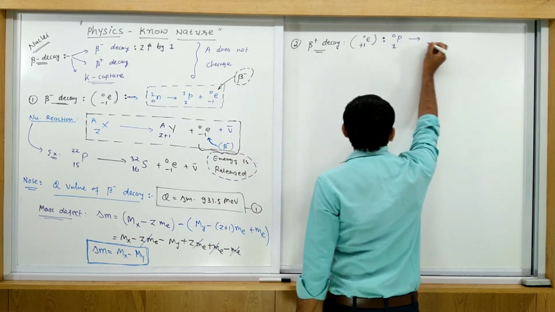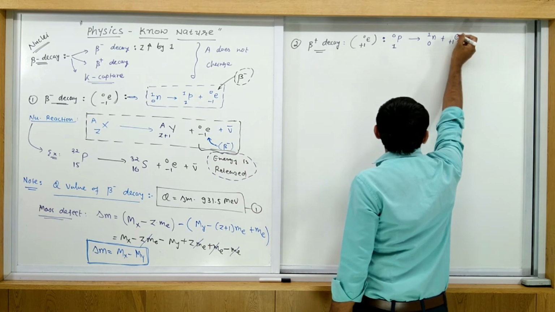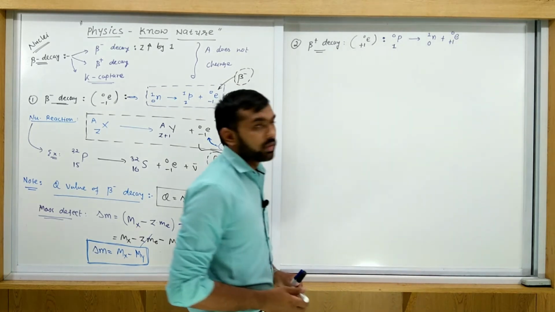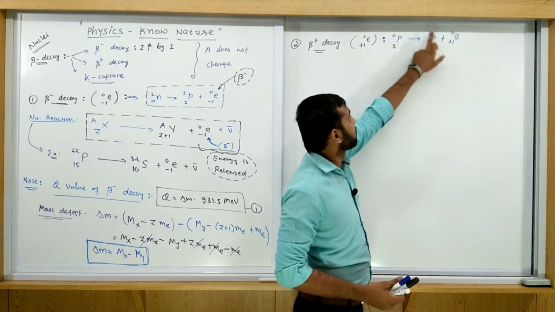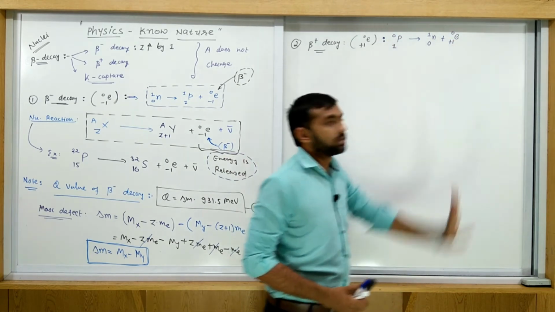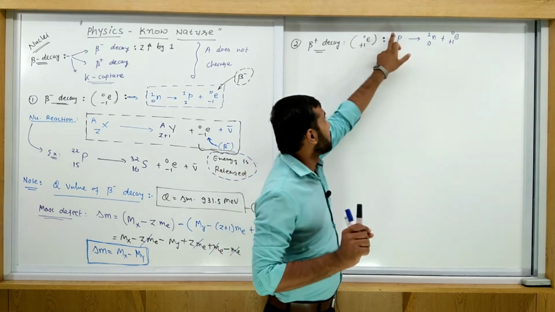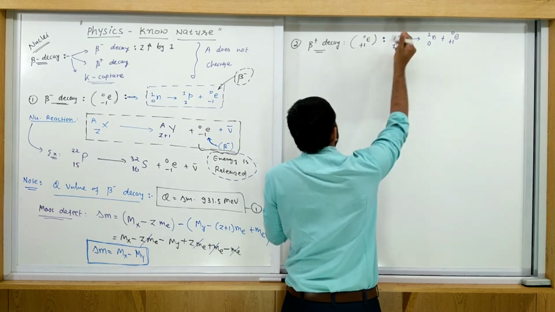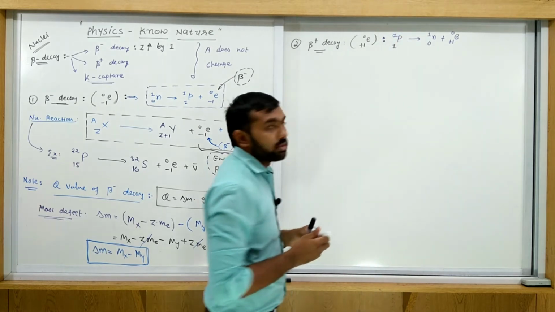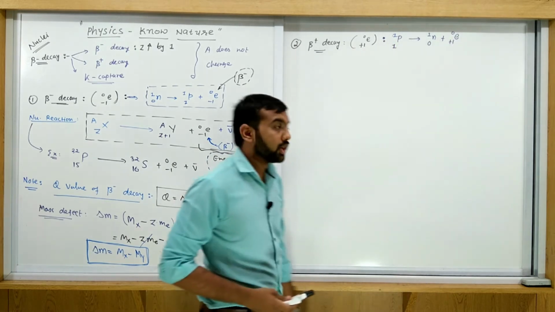1p0 is converted into 0n1 plus plus 1e0. See, in this relation 1p0, so 0n1 plus plus 1e0. So balance this. Here 1, 0 plus 1, 1. Here 0, sorry, 1p1 always, my mistake. Proton is denoted 1p1. So 1 here, so 1 plus 0, 1, like this.